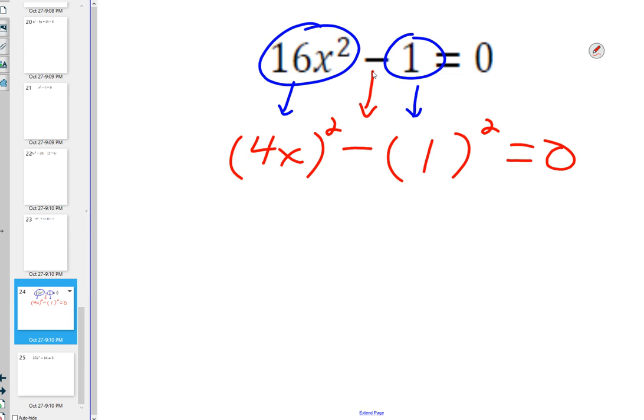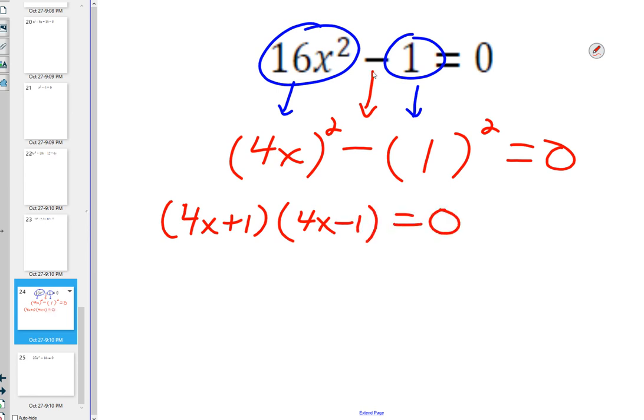Conjugates. 4x plus 1, 4x minus 1 equals 0. That takes care of the factoring for us. 4x plus 1 can be 0. 4x minus 1 can be 0.